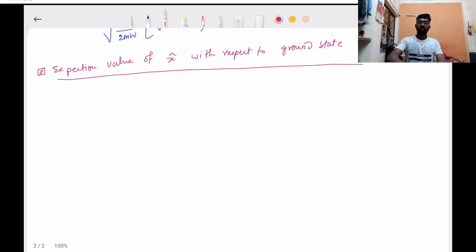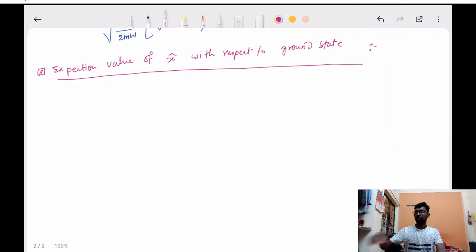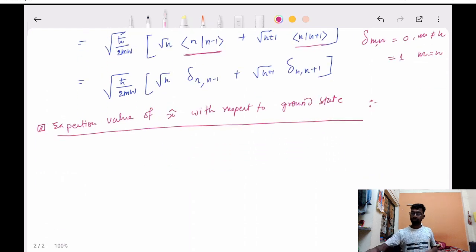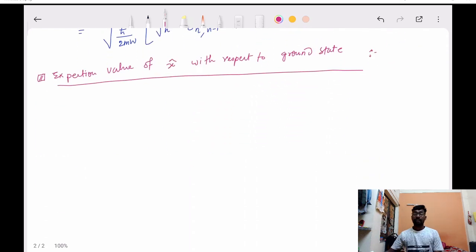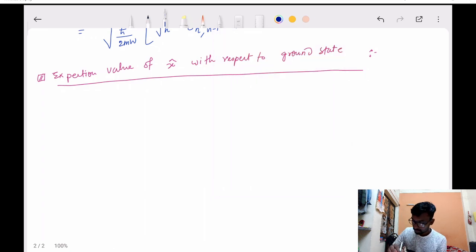Okay, here we just put it down. Is that clear? So for the expectation value, which is about the ground state, right? We have to calculate the expectation value of x with respect to the ground state.